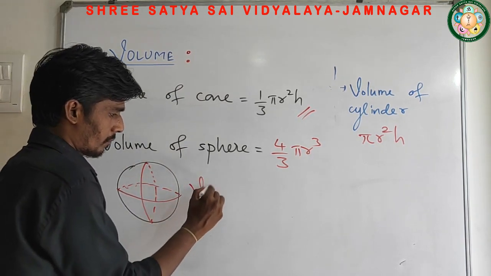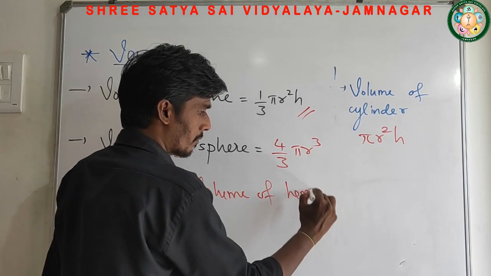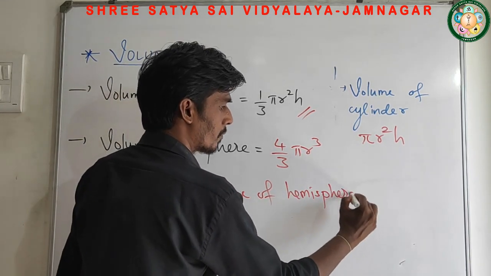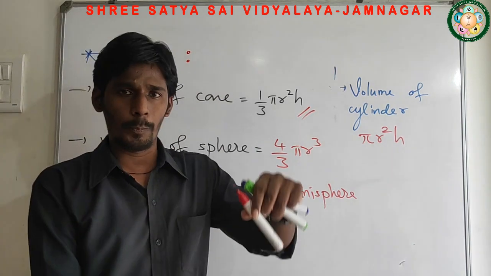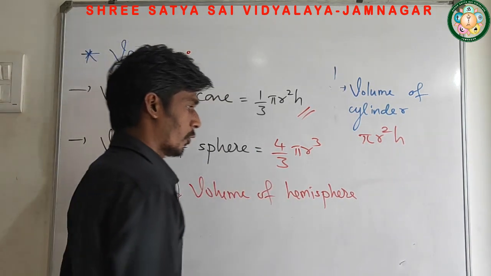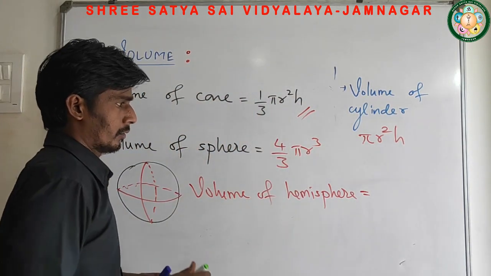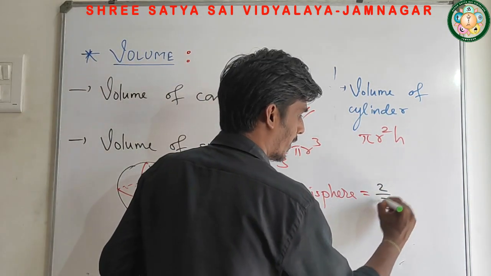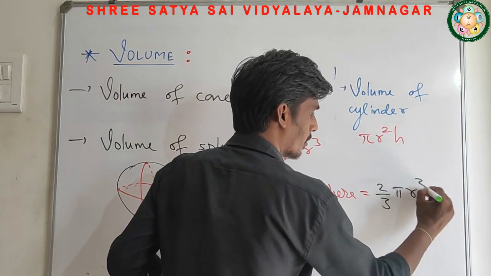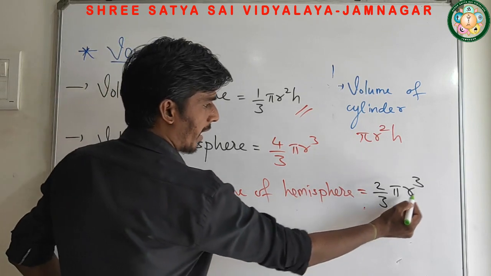Now volume of hemisphere. Hemisphere means what? Half of a sphere. जो पूरा sphere है उसका half. So what is half of this one? Half of this means 2 will cancel this. So 2 by 3 pi r cube. So the volume of a hemisphere is 2 by 3 pi r cube.